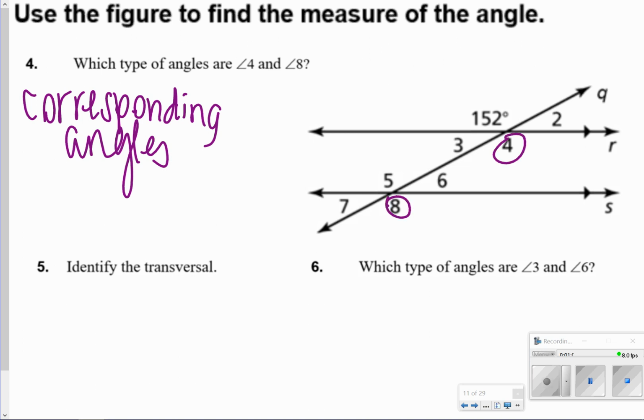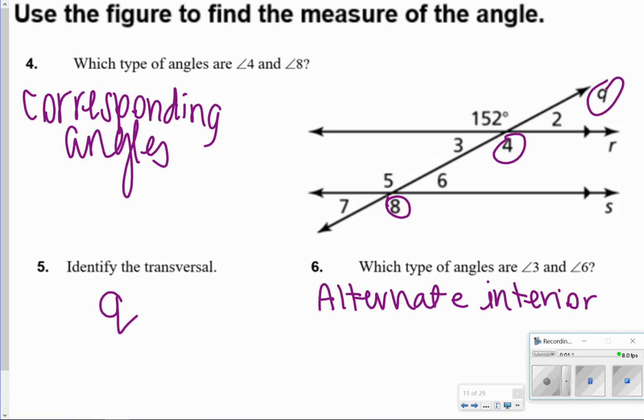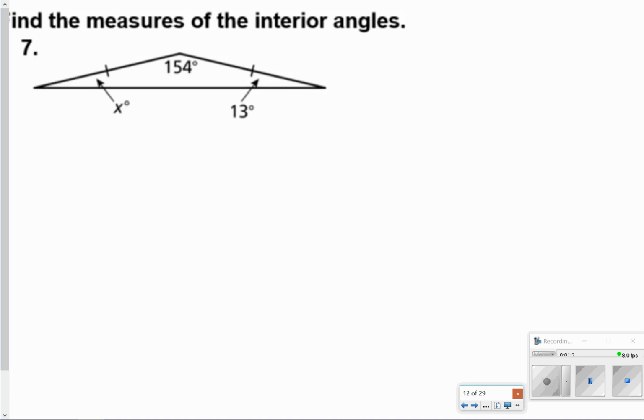Number 5 says identify the transversal, and the transversal is Q because that's the line that's going through the two parallel lines. And then the angles for 3 and 6, those are called alternate interior angles because they are inside, but they're on the opposite sides. They're kind of like diagonal, so alternate interior angles. The next one, you're just finding the measurements. Since this one is an isosceles triangle, x is going to be the same thing as 13. So x is equal to 13 degrees because two sides are the same. That means two angles will also be the same.